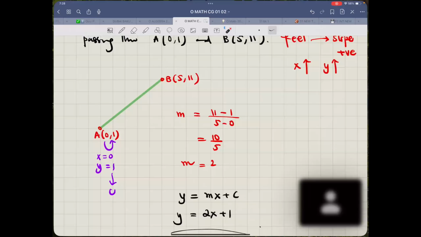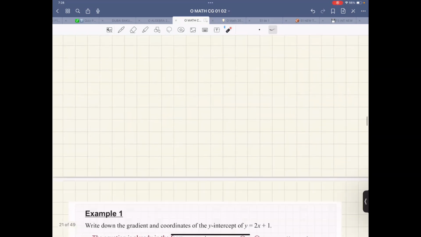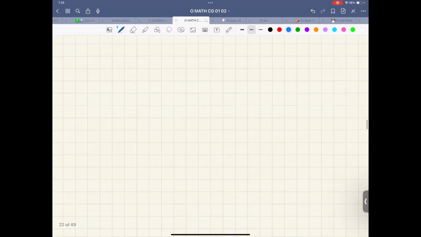So now let's continue. We did all this, and there is this example. Our basic example, just going over it. Write down the gradient and coordinates of the y-intercept of y equals 2x plus 1. The coefficient of x is the gradient. The constant all alone is the y-intercept, provided it's of the form y equals mx plus c. So we will always compare it with our gold standard. That is always the thing that we compare with. The coefficient of x is m. The constant all alone is c.